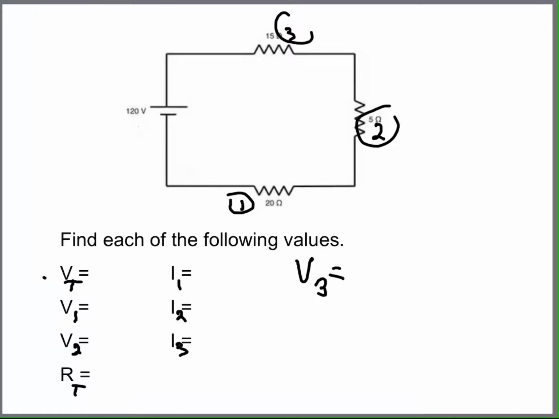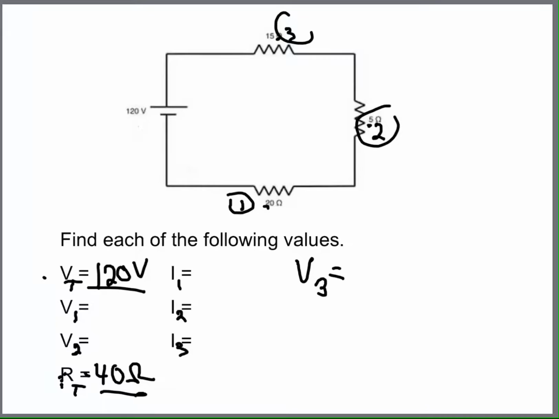Okay, so V total is pretty obvious. V total is going to be 120 volts because it's the total voltage the circuit has. Before we move on to V1, V2, all that stuff, I want to next do R total. R total is just a straight sum of them. So you got 20 ohms, 5 ohms, and 15 ohms. Those add up to a total of 40 ohms.